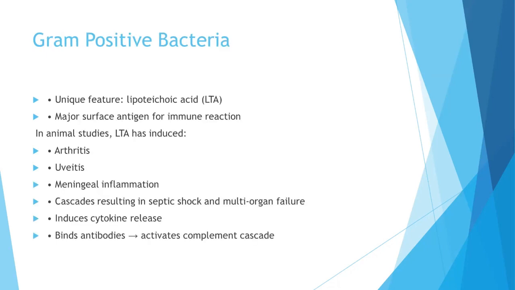In gram-positive bacteria, the unique feature is lipoteichoic acid. The major surface antigen for immune reaction is lipoteichoic acid. In animal studies, lipoteichoic acid has induced arthritis, uveitis, meningeal inflammation, and cascades resulting in septic shock and multi-organ failure. It induces cytokine release, binds antibodies, and activates the complement cascade.